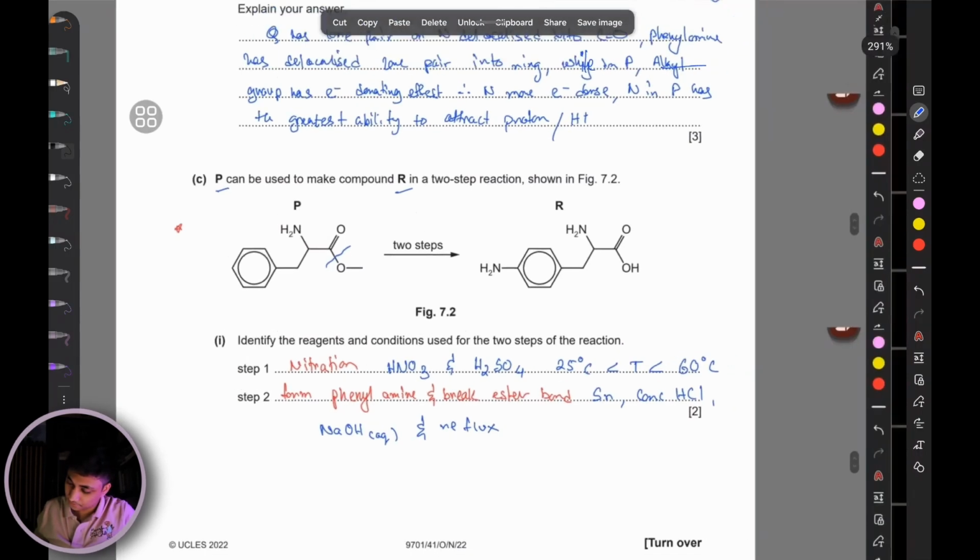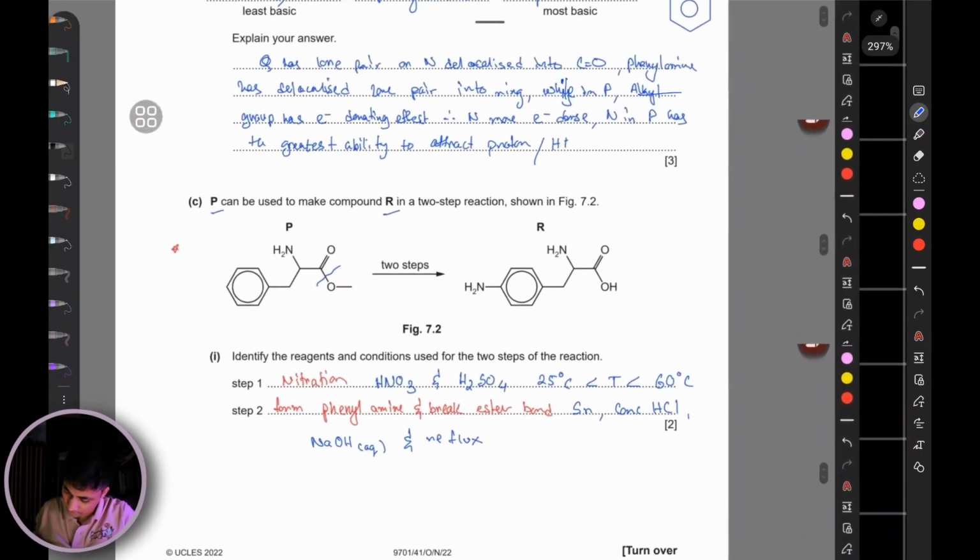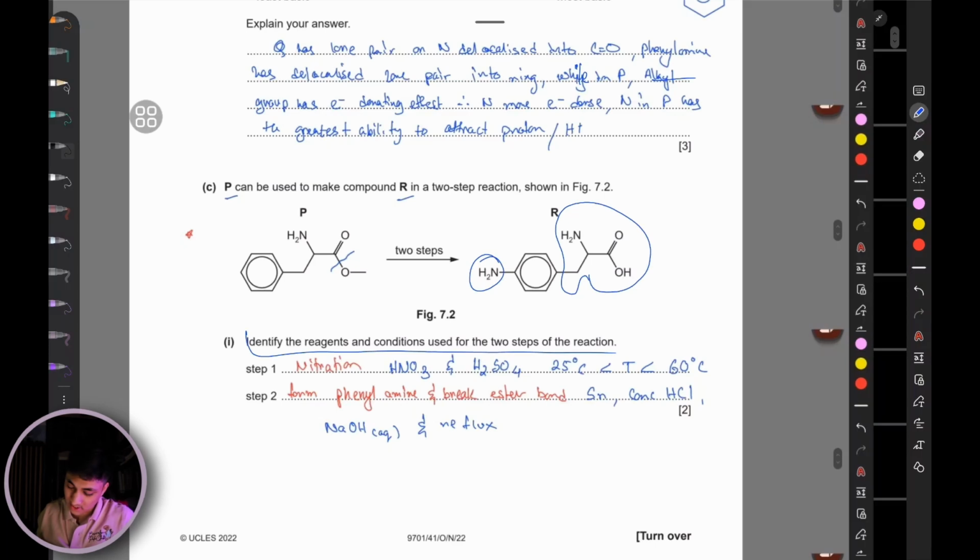So what is R? What has changed? These are the same as it is, and the NH2 group has been added. They tell you this can be done in 2 steps. Very simple. You will nitrate the benzene structure, add an NO2 group, then reduce that, hence making an amine. So identify the reagents and conditions used for the 2-step reaction.